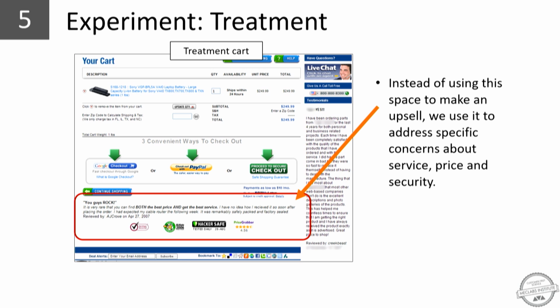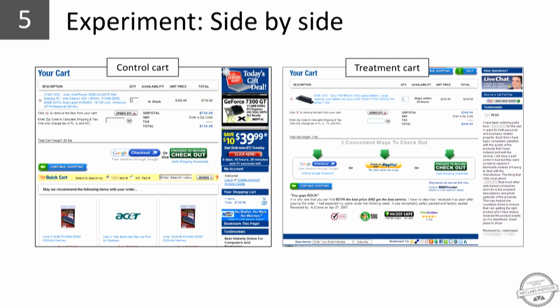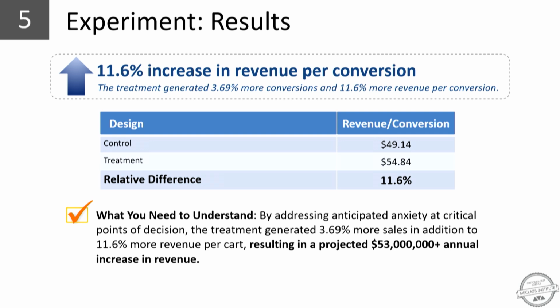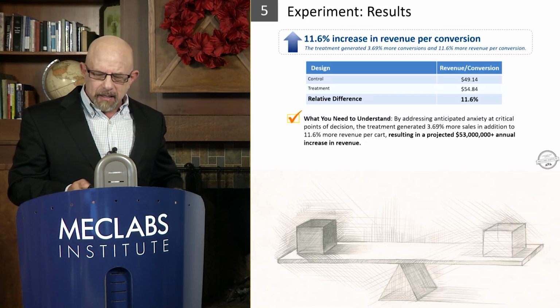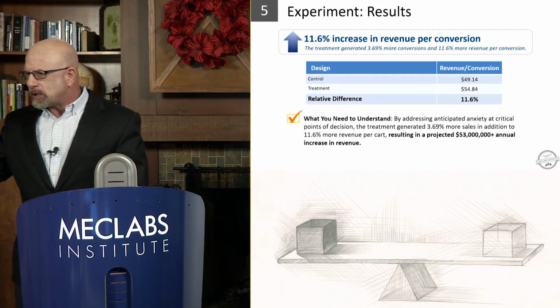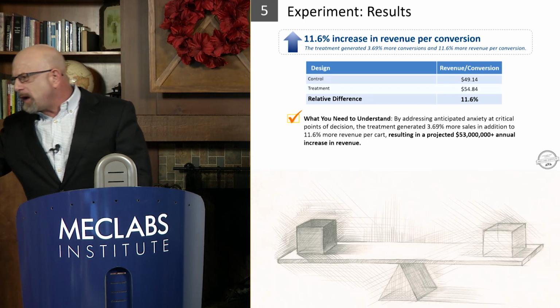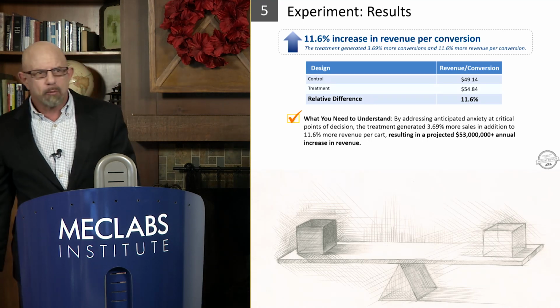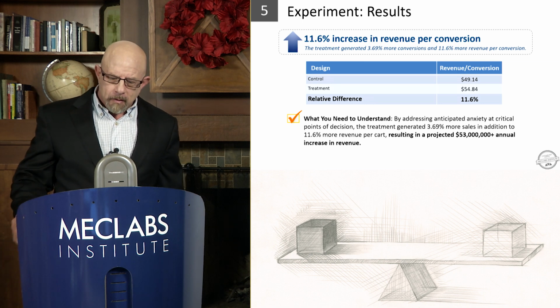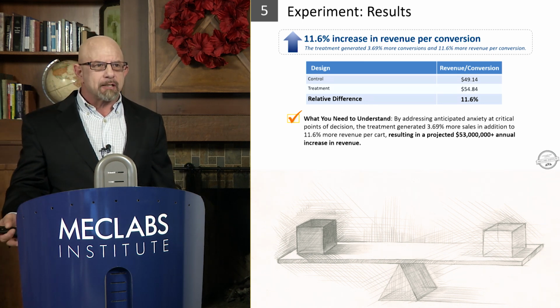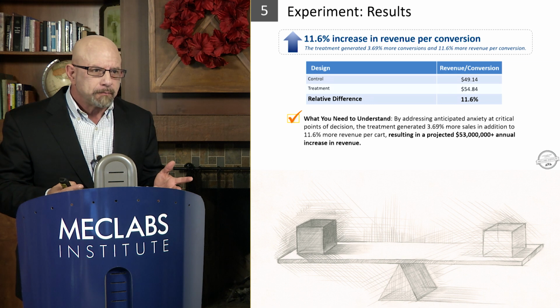Now, what's worth more, that reassurance or that opportunity to buy more? Well, I can tell you exactly what's worth more and by how much. 11.6% increase in revenue per cart or conversion. When we took the upsell out, it doesn't even make sense. They can't buy as much, and yet they're buying more. We didn't even give them the offer, and they're buying more. Why? Because more people are buying. And the people that are buying have more confidence because we addressed it.